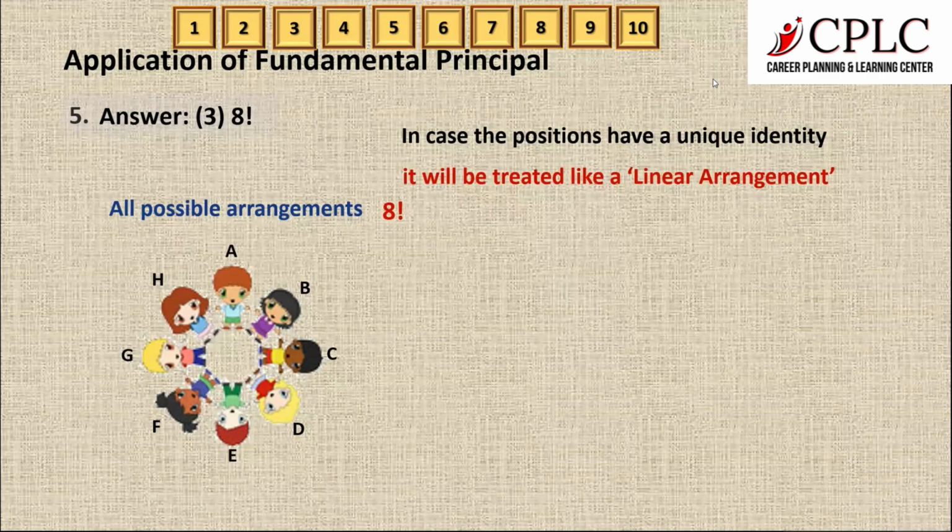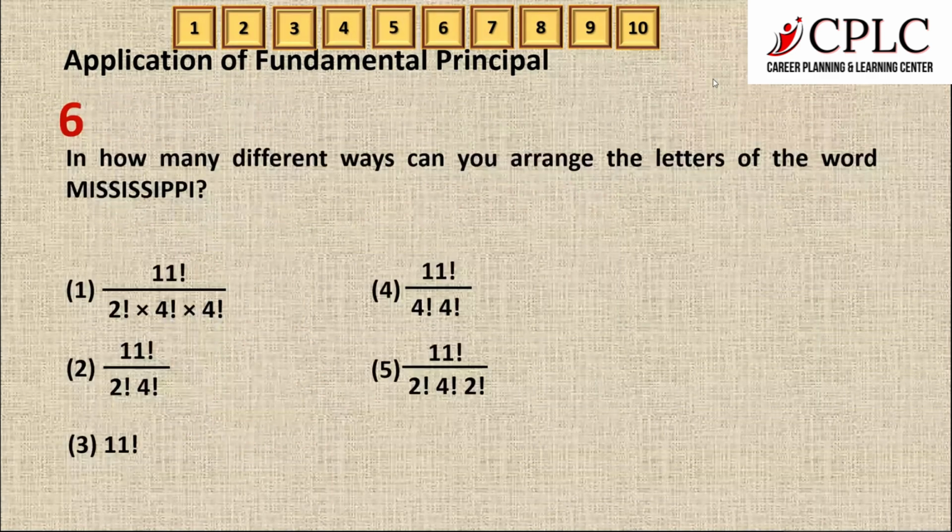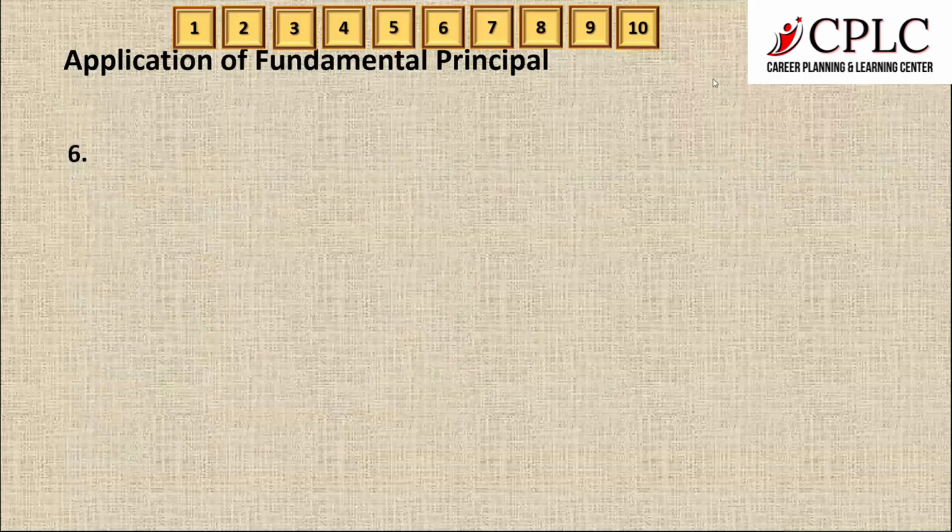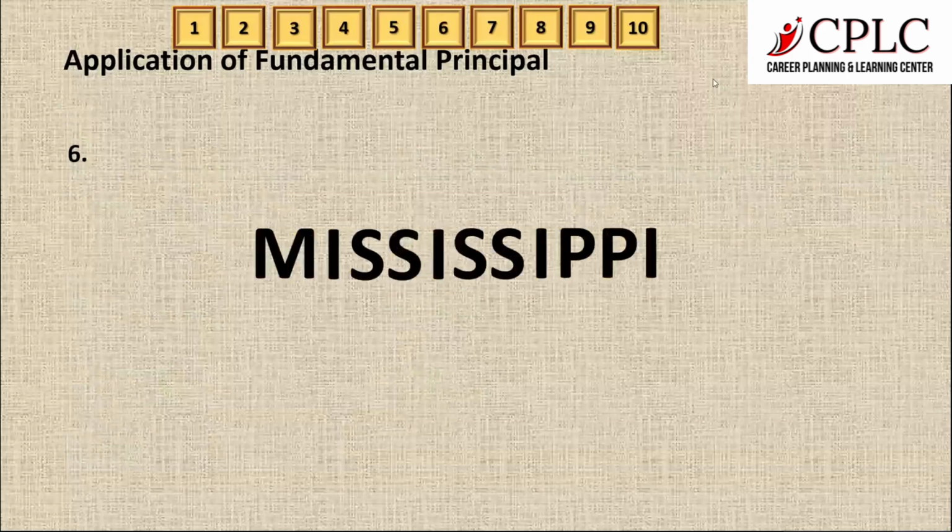Moving to the next question. In how many different ways can you arrange the letters of the word Mississippi? Now, there's a particular way of solving this question. So what we'll do is, first we'll take different arrangements of 11 letters. So in how many different ways can we arrange these 11 letters? We can arrange them in 11 factorial ways.